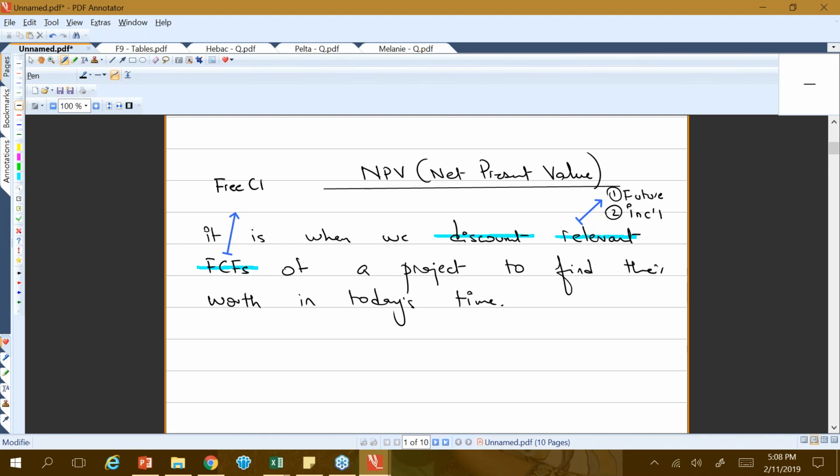So we are discounting relevant cash flows, but these are the free cash flows. Free cash flows are ready for discounting. The word free cash flow means that it is a cash flow ready for discounting. That means no more adjustment is required on these cash flows. So if the examining team ever use the word free cash flow, that means things like tax, investments, working capital, scrap value, all these have been adjusted within these cash flows and they are simply ready for discounting. Please never adjust the free cash flows because they are already adjusted for everything and we only need to discount them. So we discount relevant free cash flows of a project to find their worth in today's time.